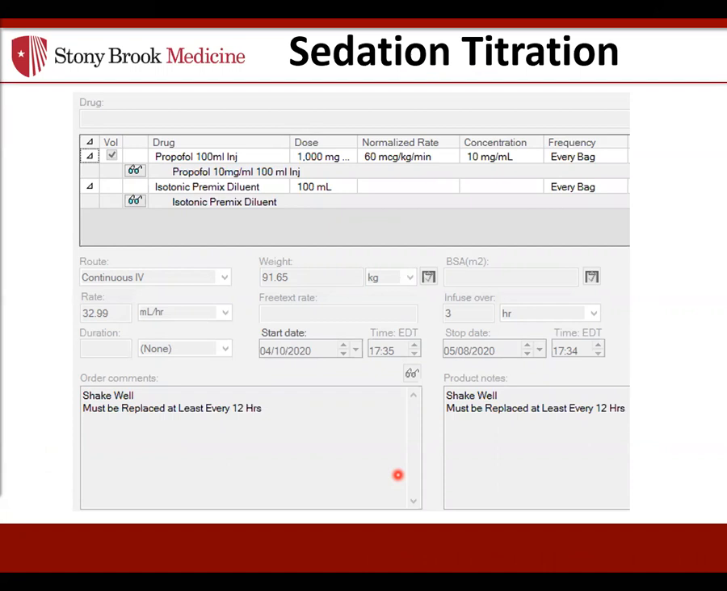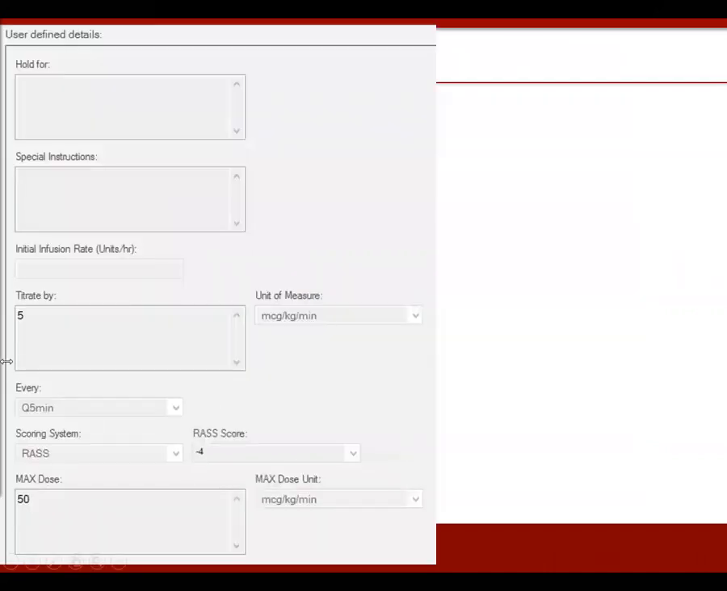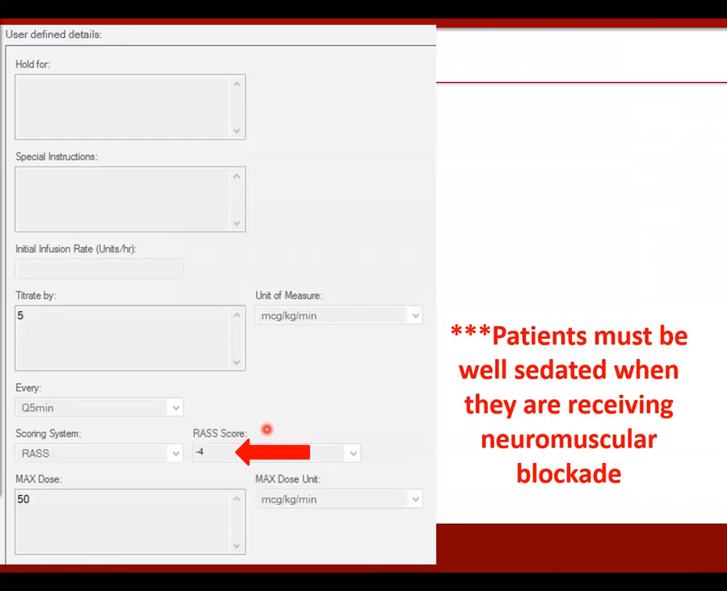They generally put their sedation titration orders in the comments. So here you can see they put their titrate by 5 micrograms per kilogram per minute, and their goal RASS is listed here. Once again, if a patient is on a neuromuscular blocking agent, the RASS should be a deep level of sedation, which corresponds to at least -4, to ensure that they are adequately sedated while receiving neuromuscular blockade.